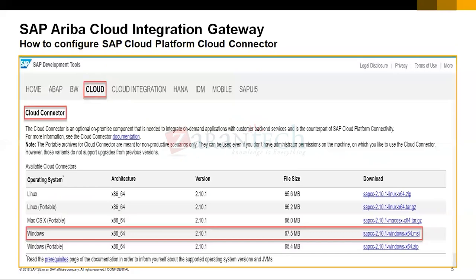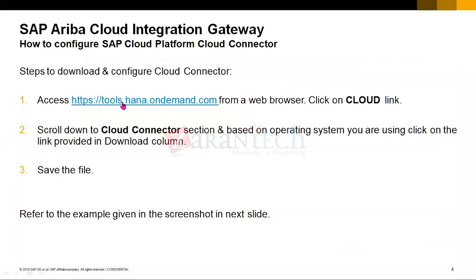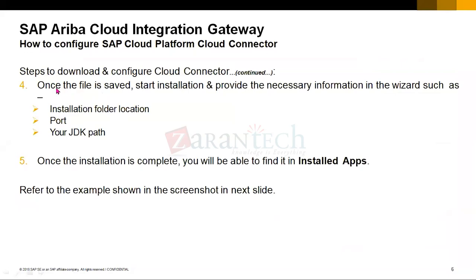In the first step, we have to go to access tools, hanaonedemand.com. Then we scroll down to the cloud connector section. Based on the operating system, we download the particular cloud connector. It will be a kind of zip file. Once the file is saved, start the installation and provide the necessary information in the wizard, such as installation folder location, port, and your JDK path. Once the installation is complete, you will be able to find it in the installed apps in the fifth step.